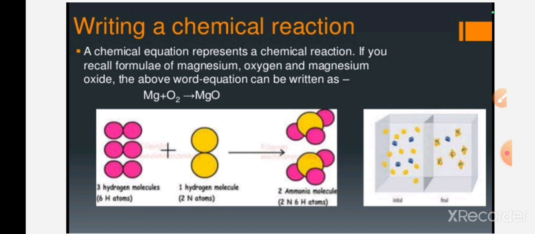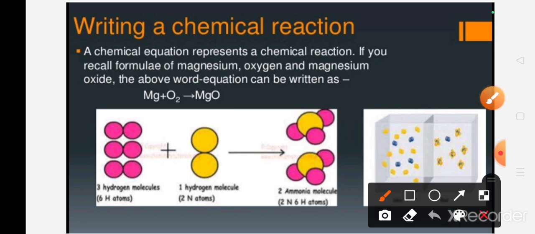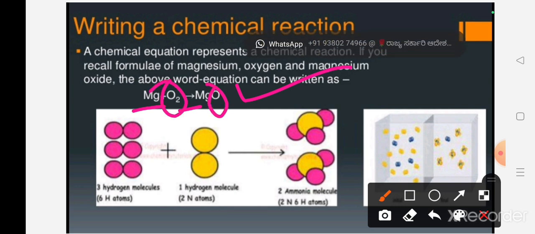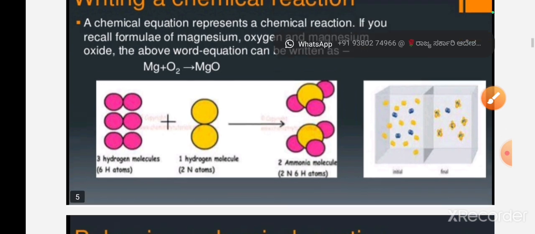Writing a chemical reaction. A chemical equation represents a chemical reaction. If you recall the formulae of magnesium, oxygen, and magnesium oxide, the above word equation can be written as: magnesium reacts with oxygen O2. What does it give? It gives magnesium oxide. It requires balancing of this chemical reaction, because here oxygen 2 atoms are there, here 1 is there. It's not a balanced chemical equation.